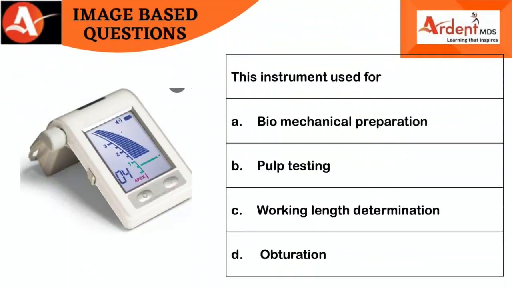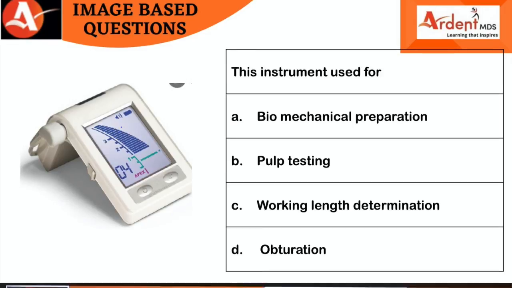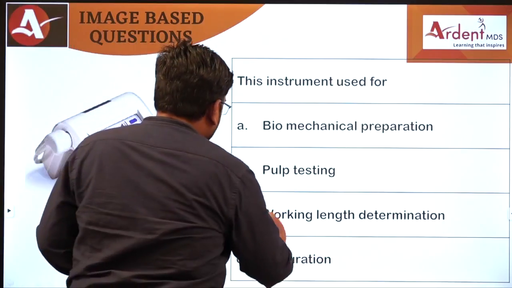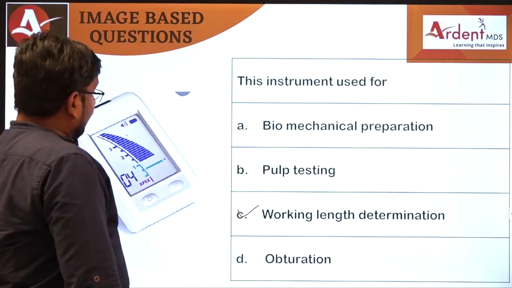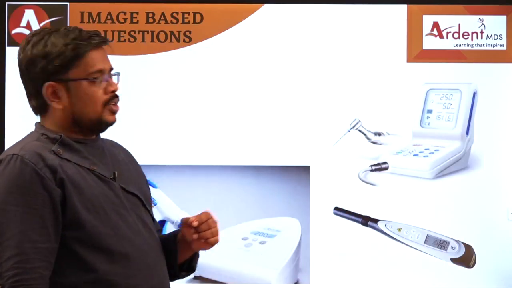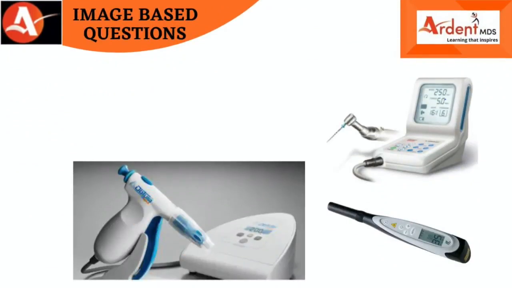The first question is asked like this. What is this instrument used for? This is just a direct question, right? This is an apex locator which is used for working length determination. So the answer for this is C. And what about biomechanical preparation? They may ask you this image in your upcoming exams.